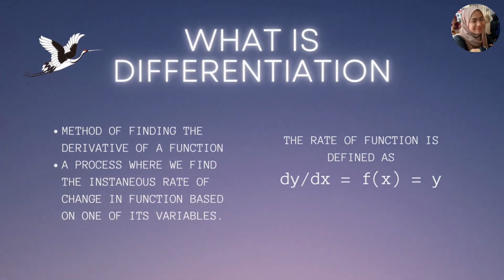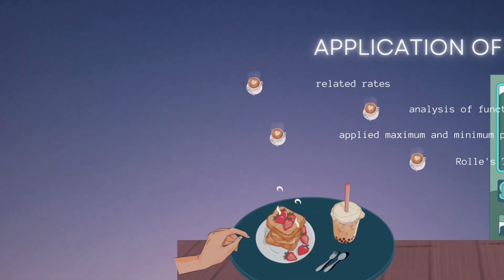Now, I will explain what is differentiation. Differentiation is a method of finding the derivative of a function. It is also a process where we find the instantaneous rate of change in function based on one of its variables. The rate of function is defined as dy/dx, f'(x), and y'. Now, I will pass to ARISSA HUSNA.